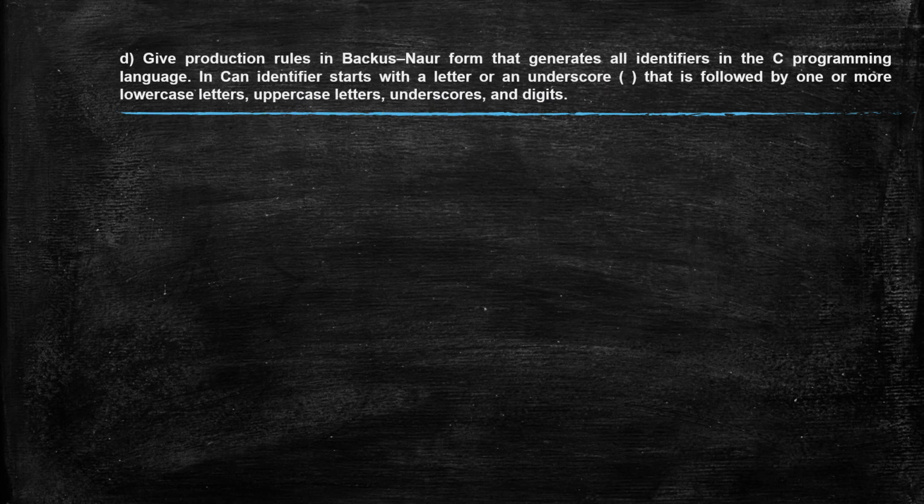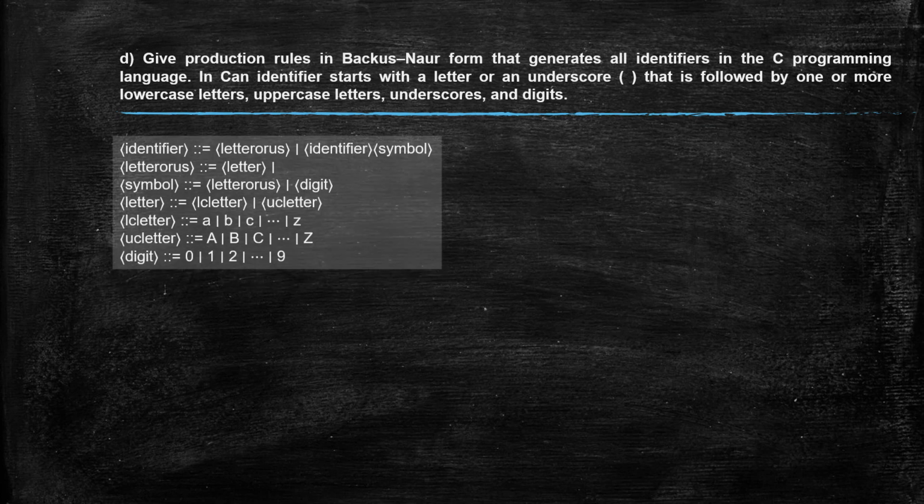Part D is: give production rules in Backus-Naur form that generate all identifiers in the C programming language. In C, identifiers start with a letter or an underscore that is followed by one or more lowercase letters, uppercase letters, underscore and digits. Identifier is letter OS. Identifier symbol, letter OS equals letter, symbol equals letter OS digit. Letter equals I letter or U letter. I letter is a, b, c, d to z in lowercase and U letter is A, B, C, D in uppercase. Digits is 0, 1, 2 up to 9.